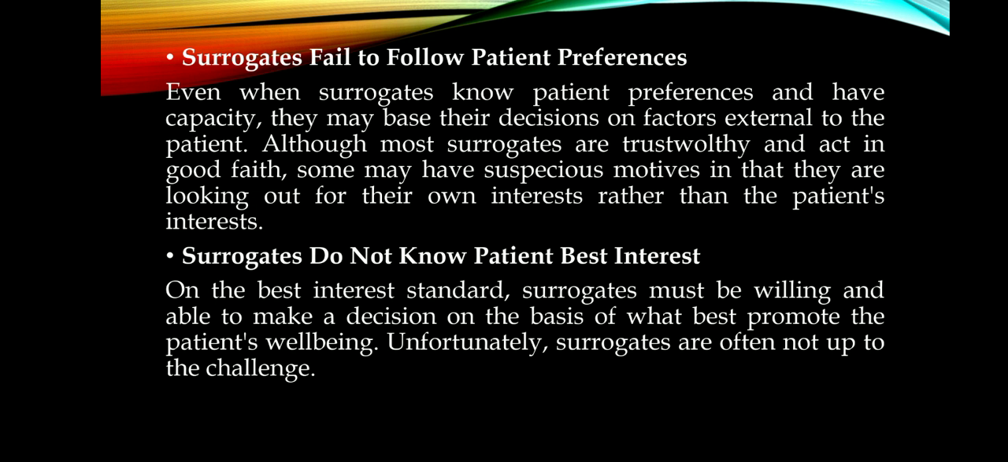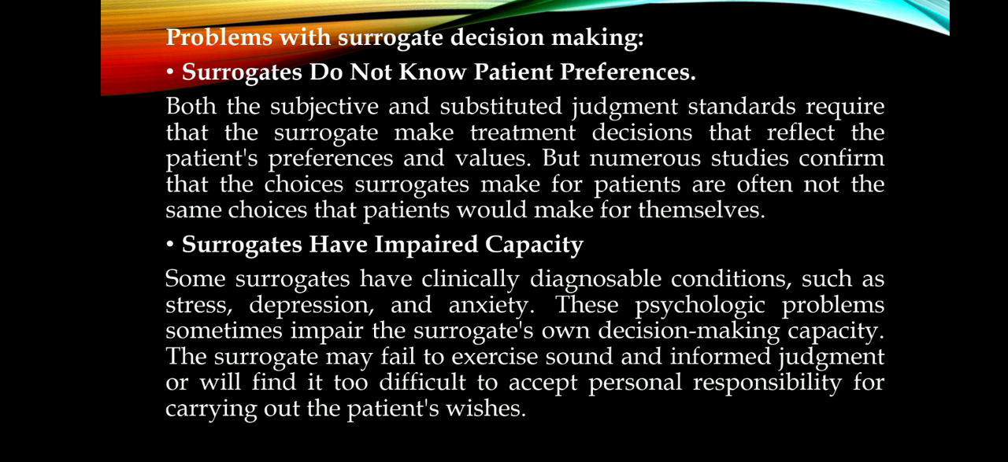These are the different problems. Like, surrogates do not know patient's preferences, surrogates not knowing what the patient would have chosen. Surrogates have impaired capacity, that is having depression or anxiety.